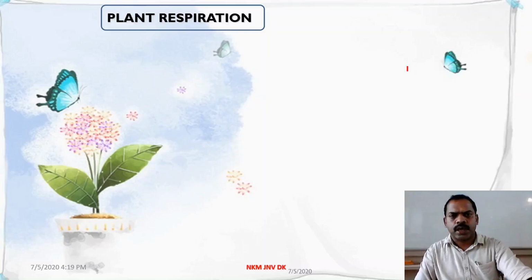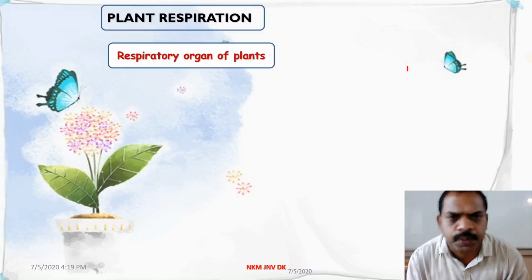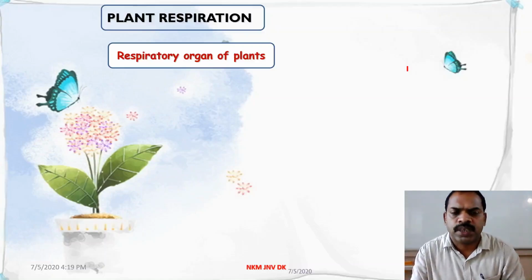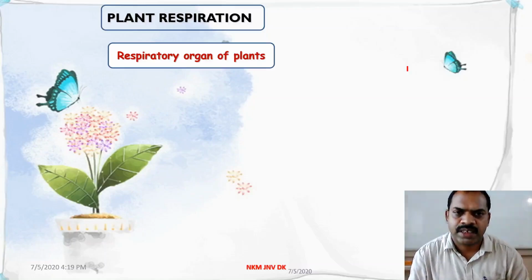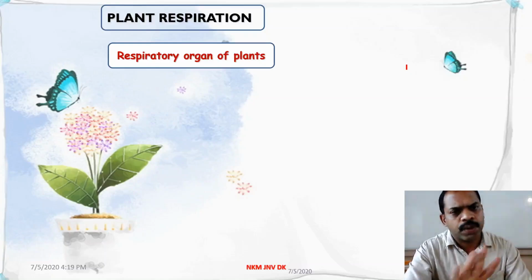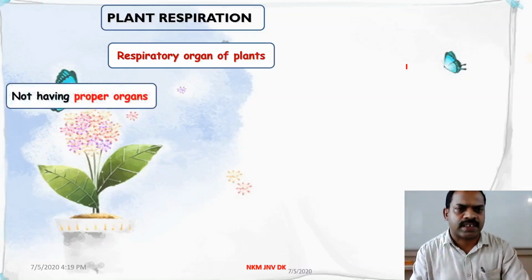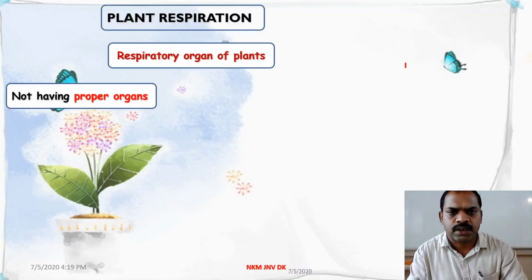Plant respiration. Do plants respire? Which gas do plants use for respiration? No. Every organism, when they use a gas for respiration, that is oxygen, not carbon dioxide. Then what is the respiratory organ, the breathing organ of a plant? Okay, they can breathe through stomata. But they don't have a proper respiratory organ system like us. So they basically have no proper organs for respiration.